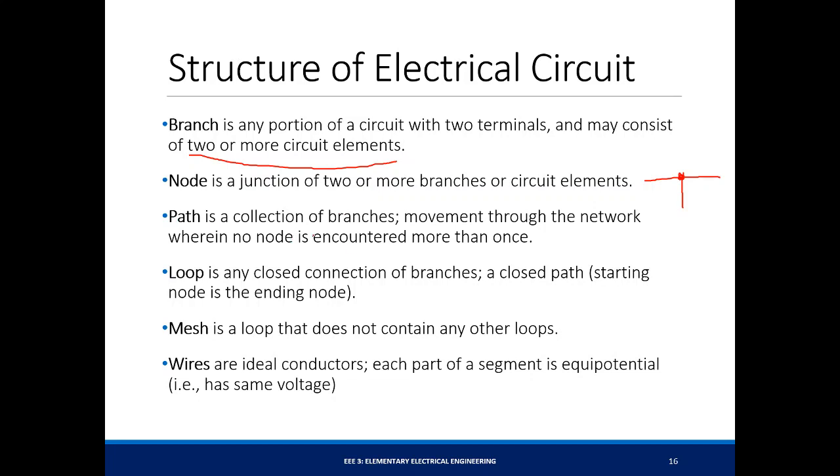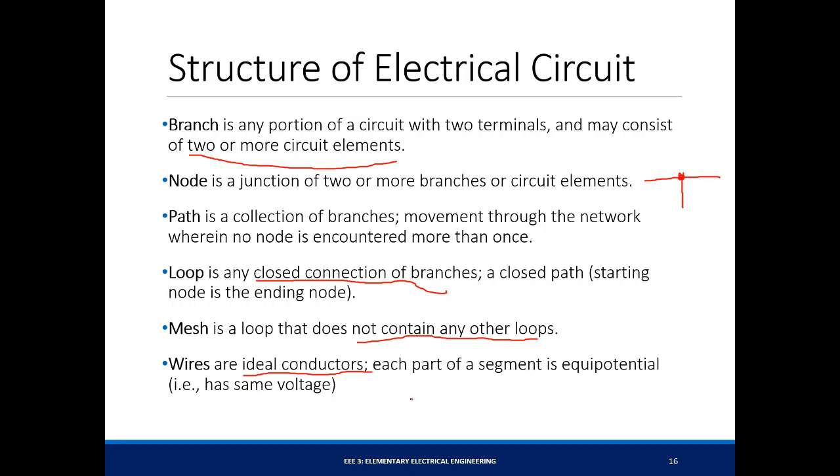A path is a collection of branches, a movement through the network, wherein no node is encountered more than once. A loop is any closed connection of branches, so a closed path. A mesh is a loop that does not contain any other loops, the simplest form of a loop, actually. And finally, wires are ideal conductors, where each part is equipotential or has the same voltage.